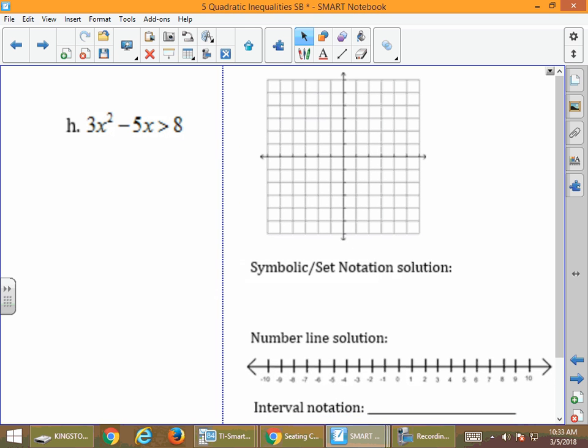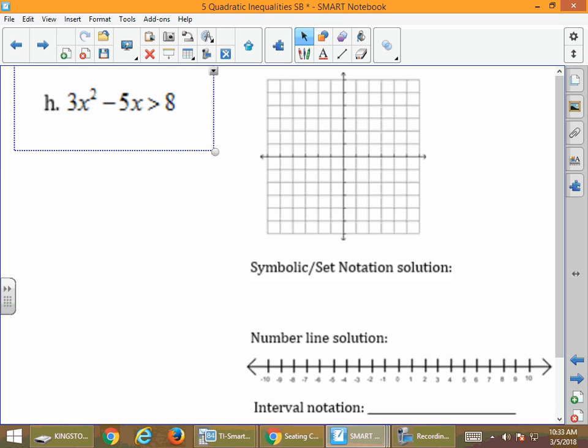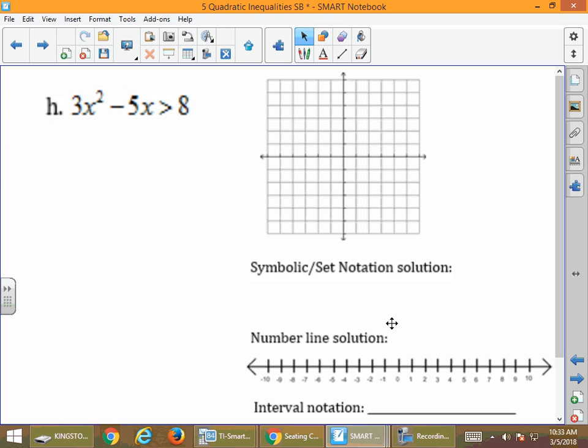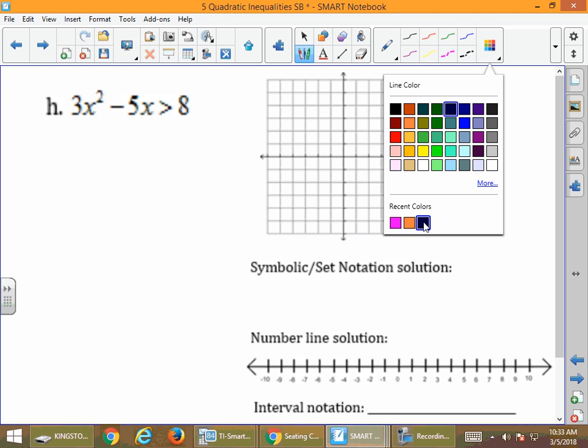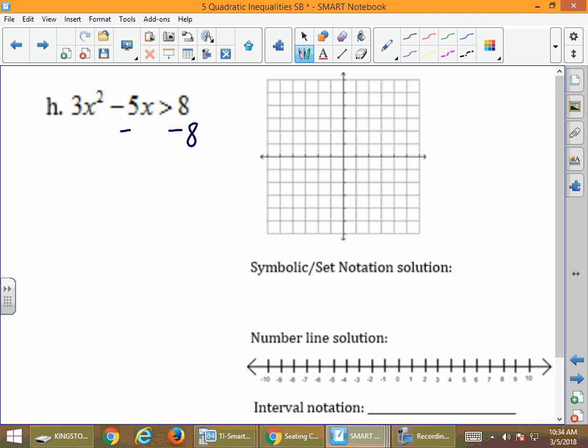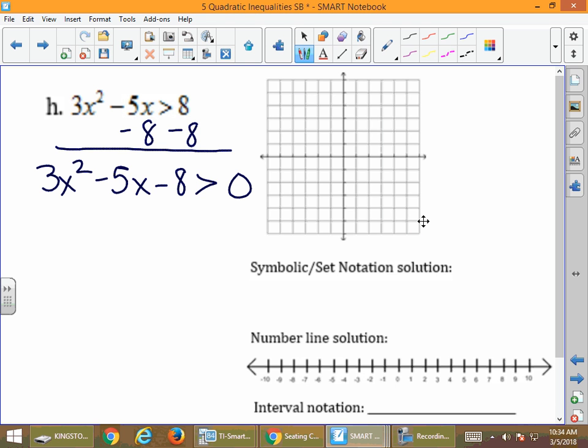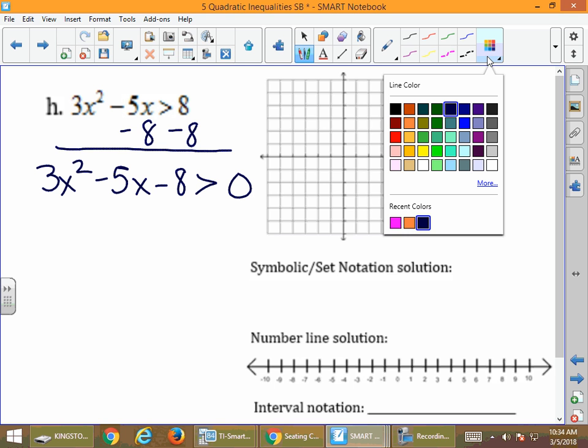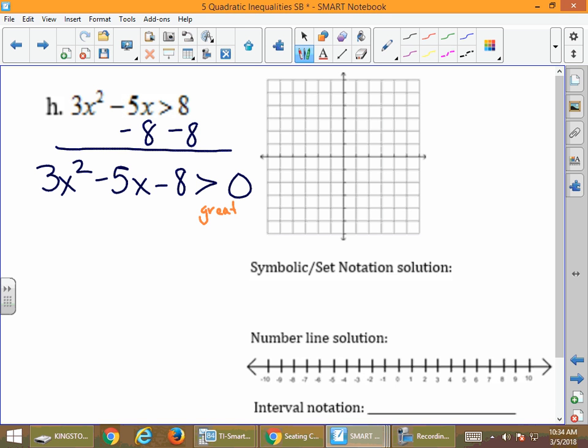So when we take a look at this one, here the 3x² minus 5x is greater than 8. We need to relate it back to 0 for starters. So the first thing we're going to do is subtract 8 from both sides. We get 3x² minus 5x minus 8 is greater than 0. And now we have it related back. And maybe if you struggle with these symbols, you just want to write "greater" right by that, just as a reminder. We're looking for greater.